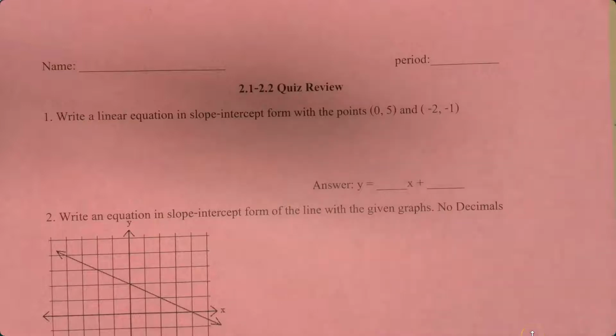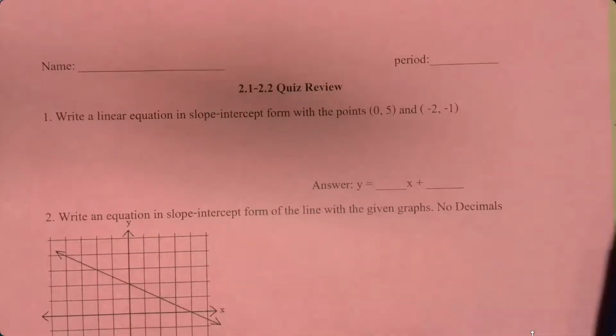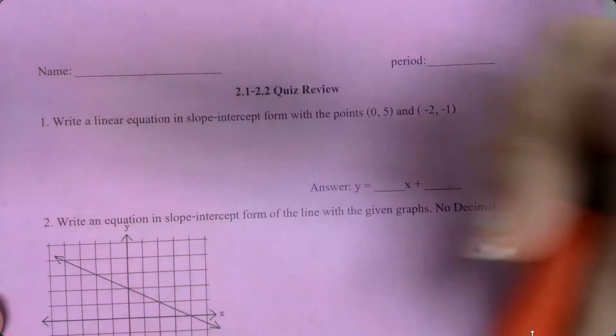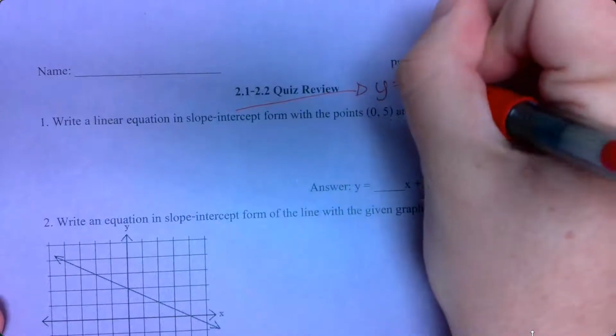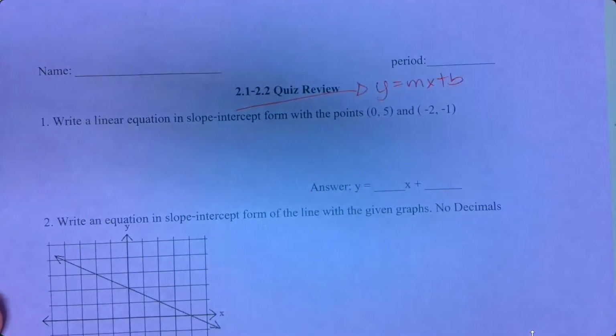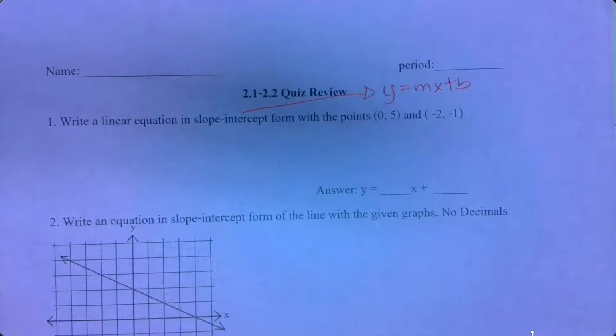In this video, I'm going to be going through the 2.1 to 2.2 quiz review. Number 1 wants me to write a linear equation in slope-intercept form with the points (0, 5) and (-2, -1). Remember, slope-intercept form is y equals mx plus b. And I'm given 2 points, and I need to find my slope.